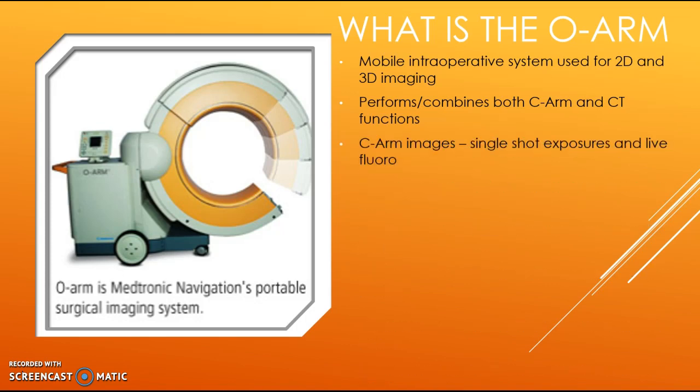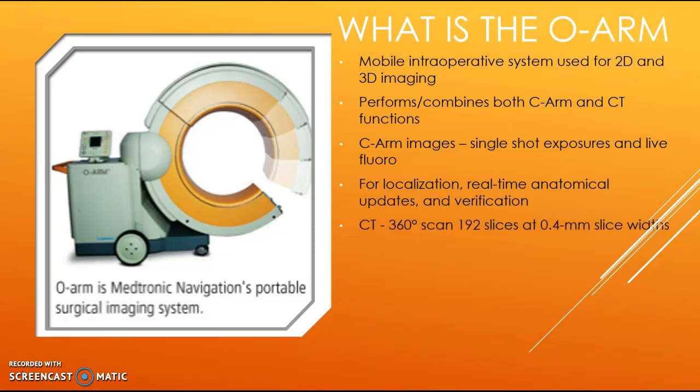The C-arm aspect of it, the 2D imaging, you can use single shot exposure or live fluoro. For single shot, you push the button one time, there is your image. Or if you need live fluoro, you hold the fluoro button down and it gives the surgeon a live fluoro. The 2D aspect of the O-arm is also used for localization and verification. So what that means is, say a surgeon places a needle into a patient's spine and needs to know what level he's at, you can take a 2D image, aka a C-arm image, to give him that information.